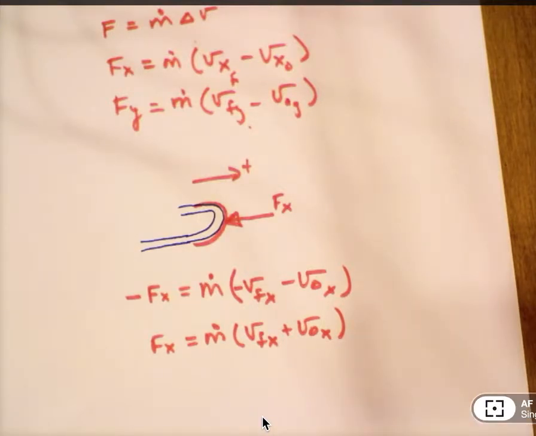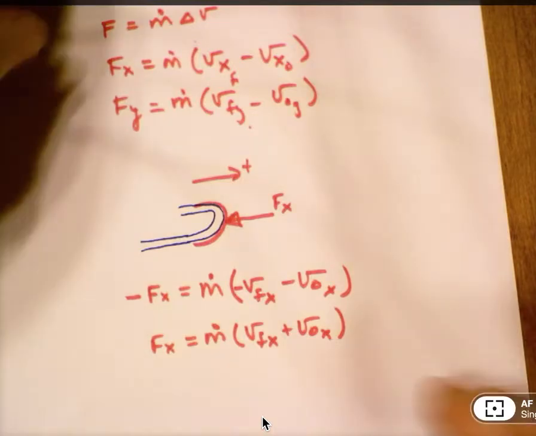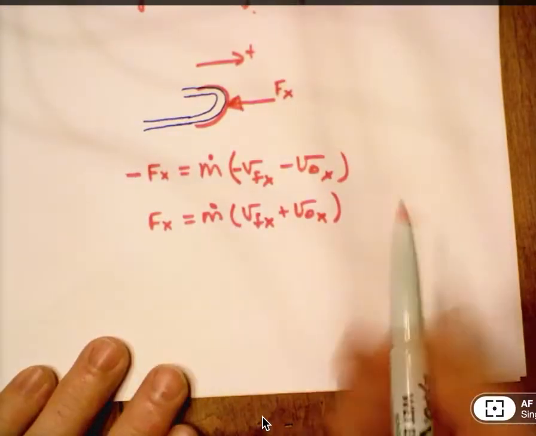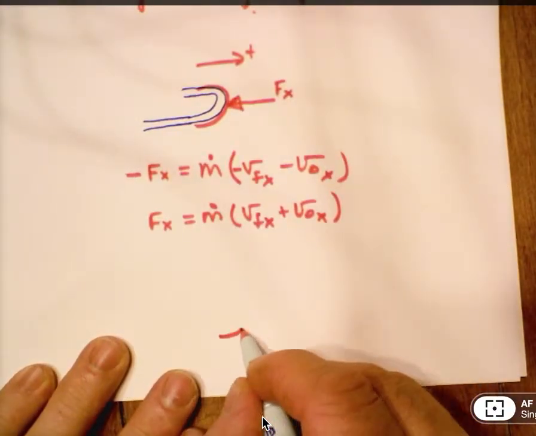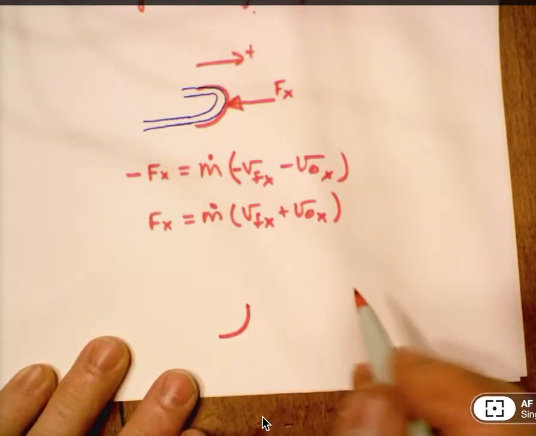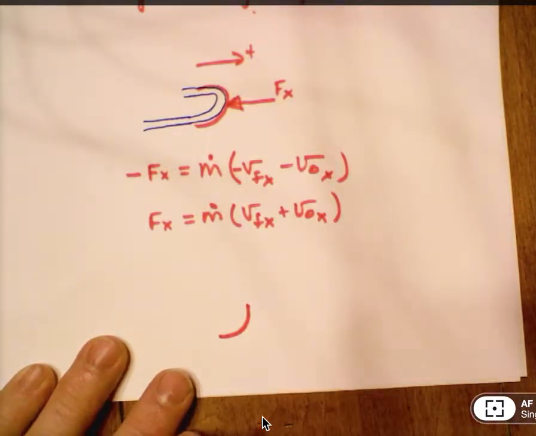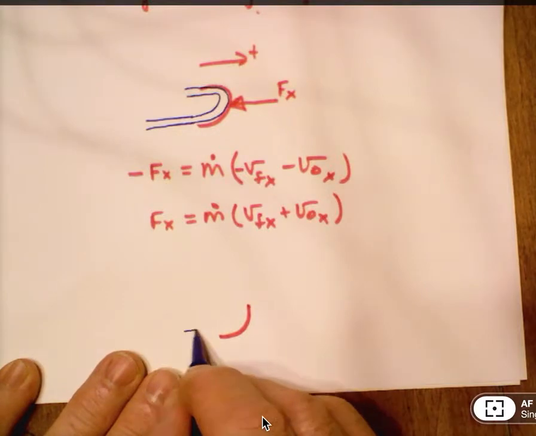Now, what would happen if I took that vane and changed its geometry some? What if the vane only turned the water straight up? So here comes the water.